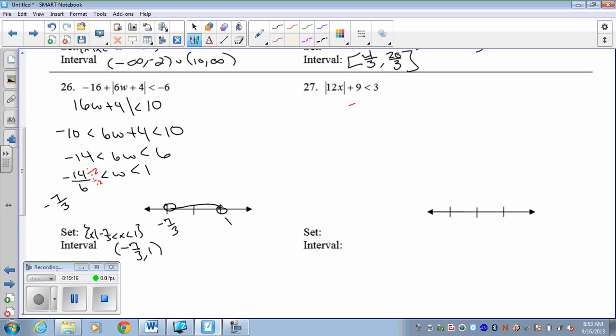Over here, once I isolate, 3 minus 9 is negative 6. No need to go any further because absolute value is always positive. Over here I got a negative. Positives can't be less than negatives, so no solution. And again, sometimes you might see an empty bracket.